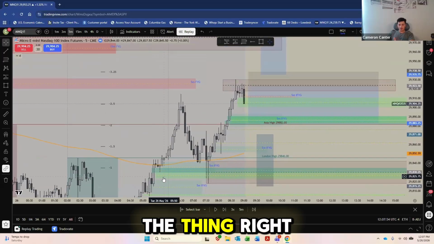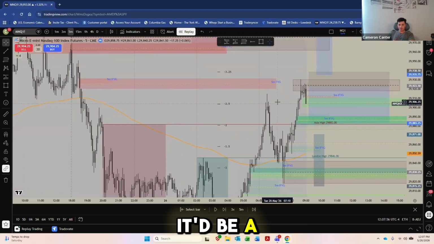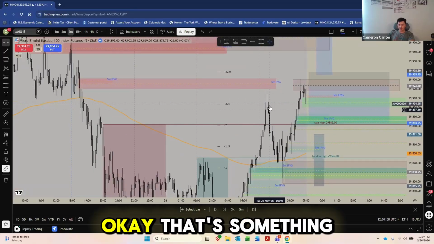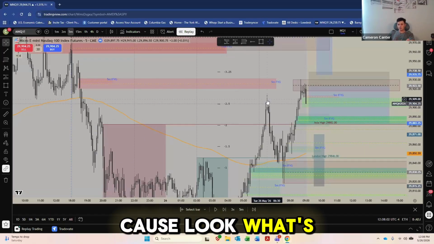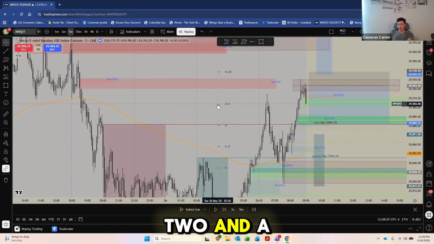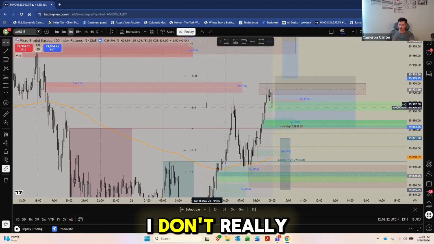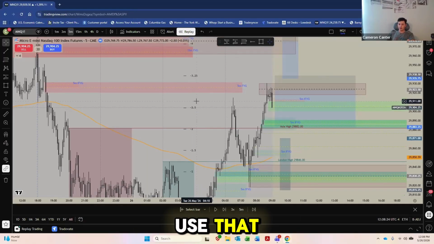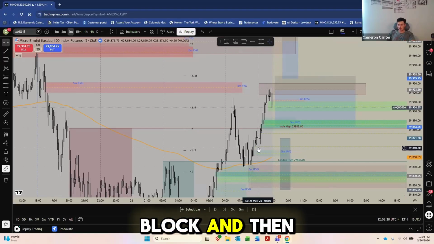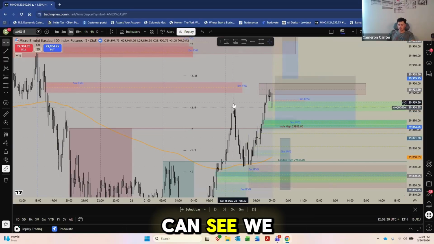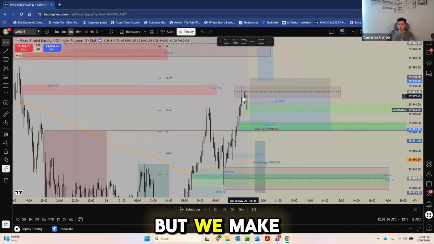So here's the thing, right? This looks like it'd be a rejection block, right? Look at this wick. Okay, that's something we wouldn't trade. That's not a rejection block because look, what's it rejecting? It's like a 2.5 standard deviation play. I don't really trade standard deviation, so I wouldn't use that, right? But okay, so then we come down, and that's when we create this rejection block, and then we go up, and as you can see, we blow right through it if you draw a rejection block right here.